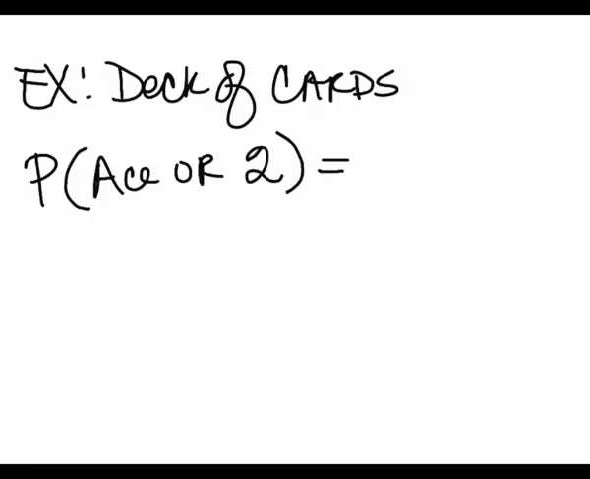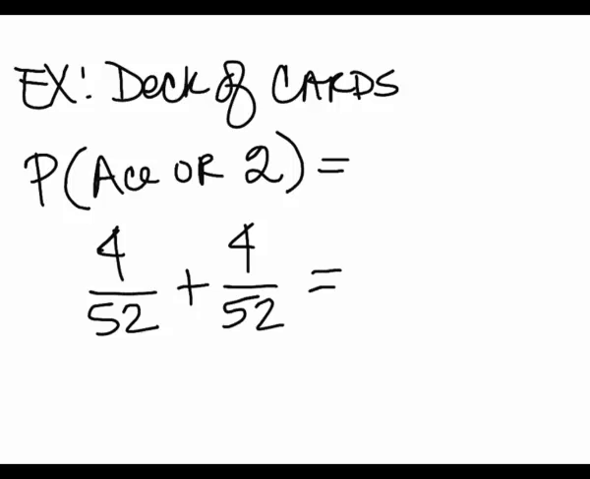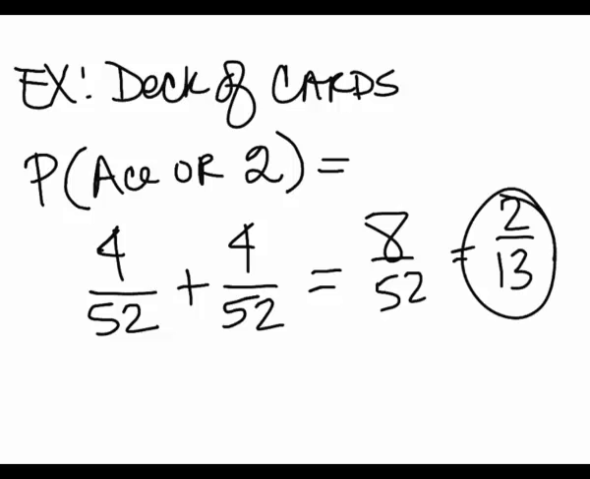So then that's easy. The probability of me getting an ace, how many aces? There's 4 aces out of 52 cards. Plus 2, aren't there 4 twos? There's the deuce of clubs, deuce of diamonds, deuce of spades, deuce of hearts. 4 out of 52. And then if you add them together, they already have a common denominator, so that's 8 out of 52, which reduces down to 2 out of 13. So there's a 2 out of 13 chance of me getting an ace or a 2.